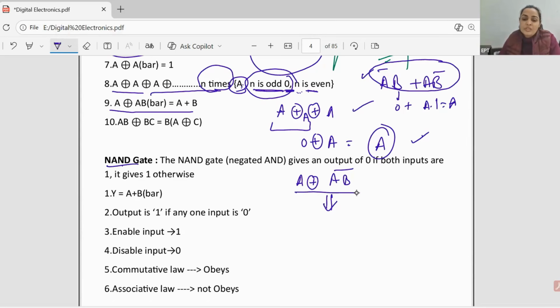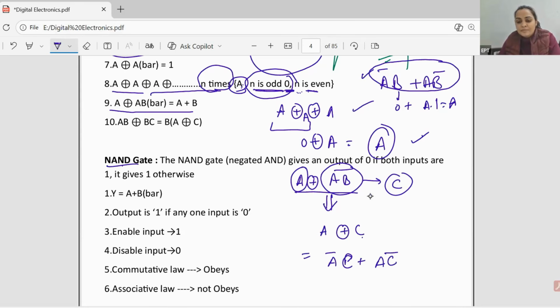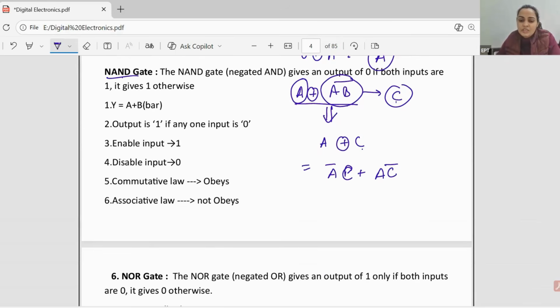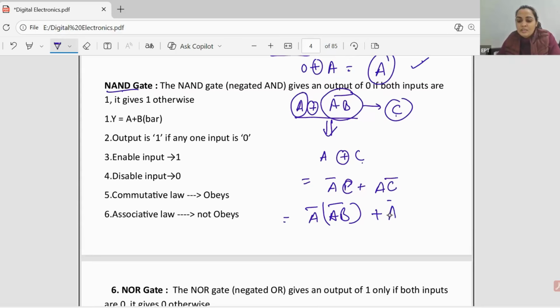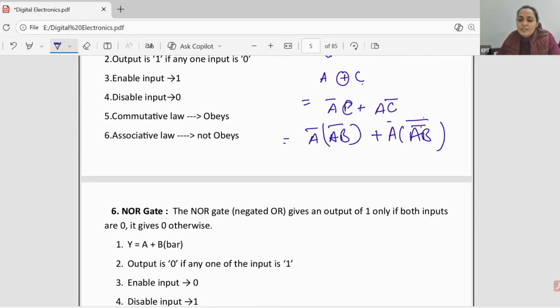So how will you do it? Suppose this is a only. Now let's assume this is the variable c here. So a XOR c, right? Now write down the expression. This is going to be a bar c plus a c bar. Now what is the value of c? c is (ab) bar, so in place of c I will write a bar (ab) whole bar plus a into (ab bar) bar. The double bar got cancelled, so this is going to be a bar into ab. So this expression is going to be 0.